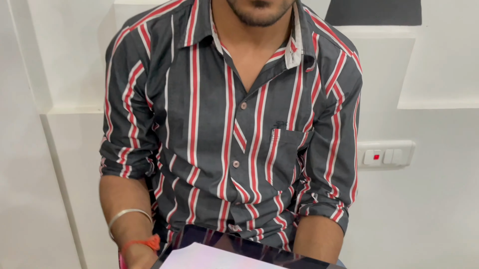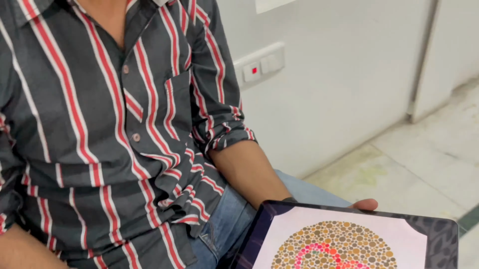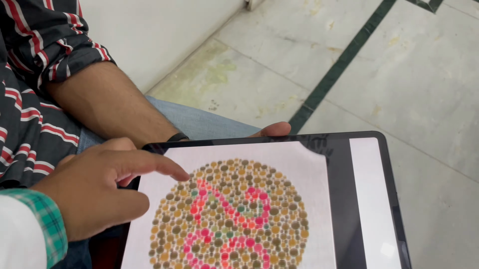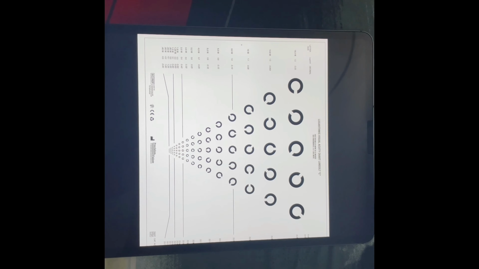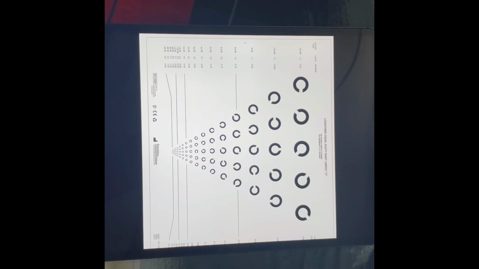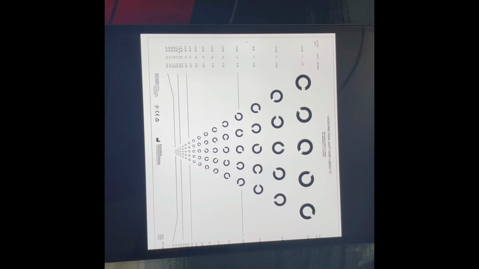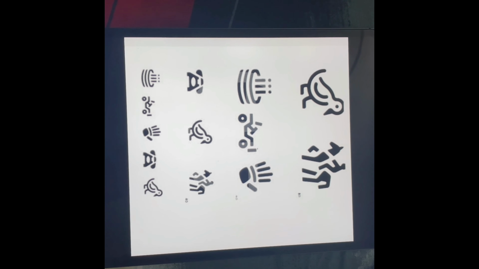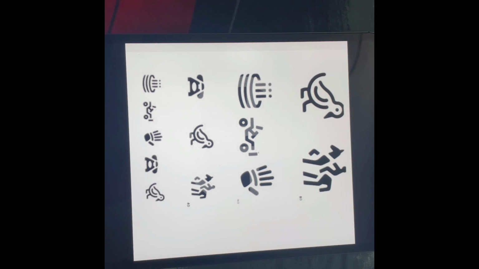For checking the color vision, use Ishihara cards. Please read what is written on this chart. 8. Please read what is written. 29. For checking the visual acuity of illiterate people, Landolt's C chart is used, in which the person is asked in which direction he can see the ring open. For pre-literate children, we use a picture chart, in which various pictures are shown to them and the names are asked.